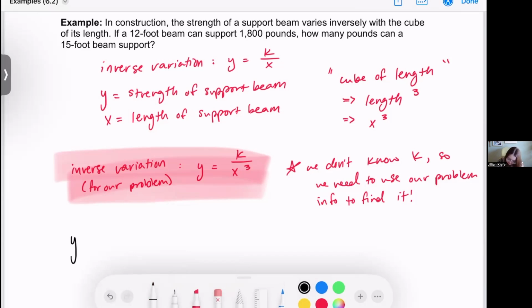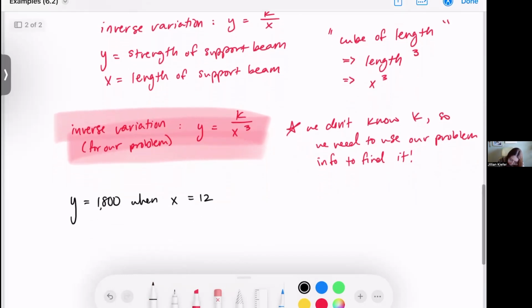We know that Y is equal to 1,800 when X is equal to 12 from our problem, 1,800 pounds, 12 feet. So we can go ahead and create our equation here. 1,800 is equal to K over 12 to the power of 3. This is going to help us find K. We're going to start solving this.